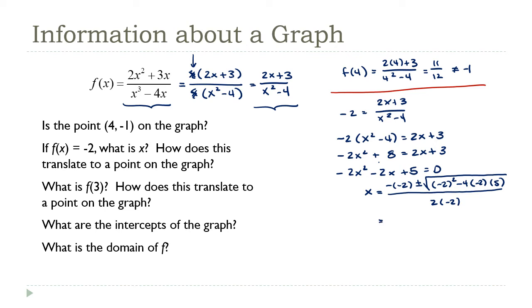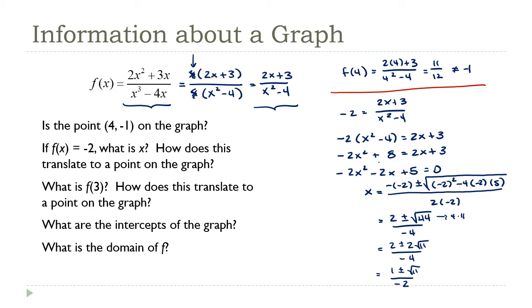All right, so now it's really just an arithmetic question. This becomes 2 plus or minus, what's going on under this square root? We've got 4 plus 40, I believe, so this will be the square root of 44 over -4. Let's see, 44, that's 4 times 11. So this is 2 plus or minus 2 square roots of 11 over -4. And we can reduce this. This is 1 plus or minus the square root of 11 over -2.